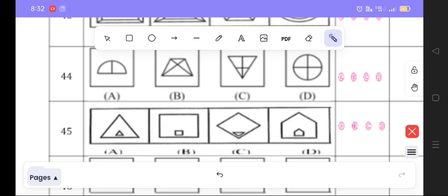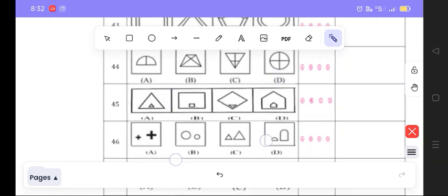Question number 45. Outer triangle, inner also triangle. Outer rectangle, inner rectangle. Outer diamond, inner triangle. Outer pentagon, inner pentagon. When you observe in C, instead of a diamond shape, triangle is there. So C is the odd one because shapes are different.